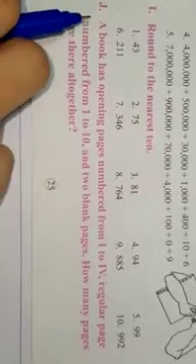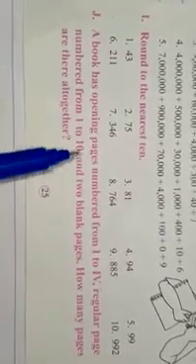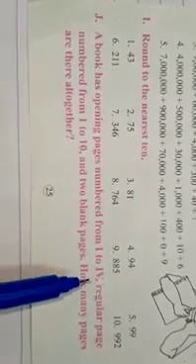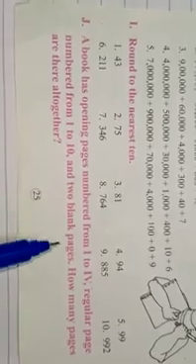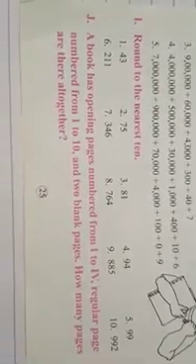Now come to the last part, which is J. A book has opening pages numbered from 1 to 4, regular pages numbered from 1 to 10 and 2 blank pages. How many pages are there altogether?